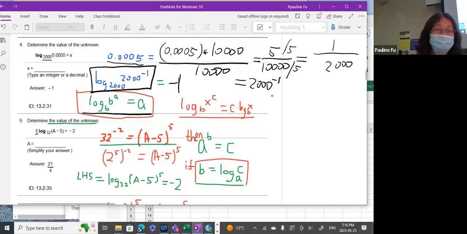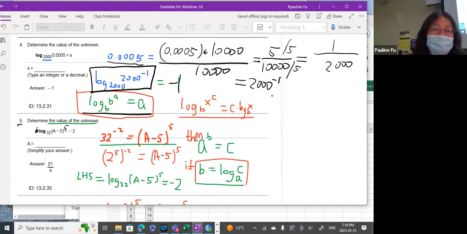Okay, question five. Determine the value of unknown. So first, we can move this number five as the exponent here. So the original becomes log base 32 of (a minus 5) raised to power five equals negative two. You can move a constant in front of log so that it becomes the power.